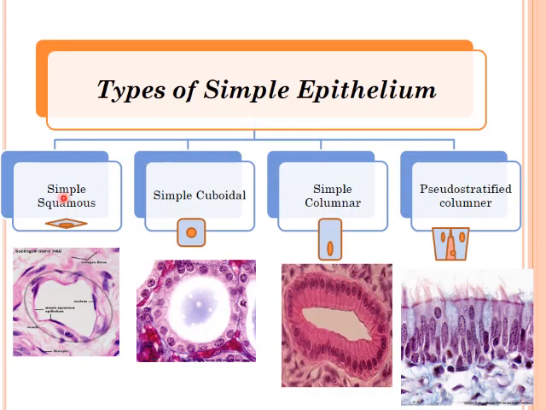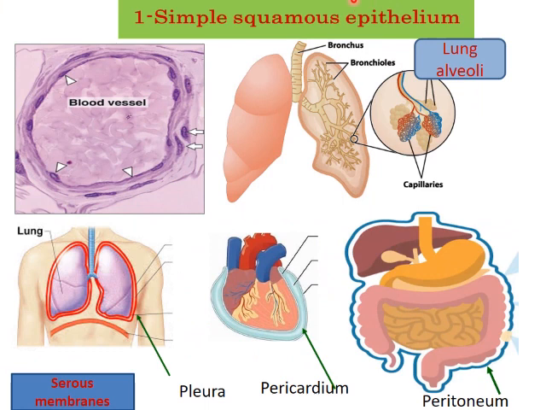There are 4 different types of simple epithelium according to the shape of the forming cell. Simple squamous epithelium is formed of 1 layer of flattened cells with flat nuclei. What are the sites of the simple squamous epithelium? Simple squamous epithelium is present lining the blood vessels, and in this case it is called endothelium. Also, it is present in the lining of the alveoli. Lining of the alveoli is simple squamous epithelium.